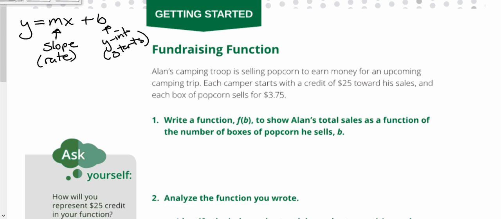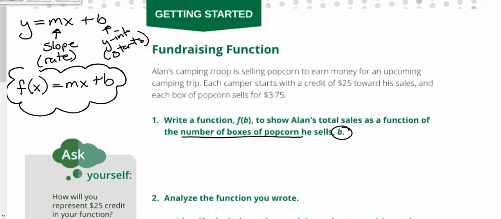All right, and they do want you to write it in function notation, so it's the same setup, y equals mx plus b, but it's just going to be with the f of x, or in this case f of b, because they want you to use b for the number of boxes of popcorn. So it's going to be f of x is equal to mx plus b. So function notation just puts in that f of whatever variable you're doing in place of the y. So go ahead and give number 1 a try. See if you can write an equation that represents the situation for Alan's camping trip.